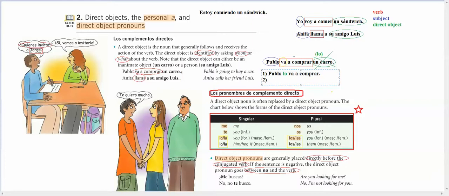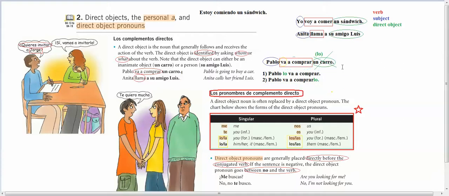Then option number 2 is you can also put the direct object pronoun either directly before the conjugated verb, between the noun and the verb, or it can go attached to the infinitive. And the infinitive in this case is a non-conjugated verb, which is comprar. So I could either say Pablo lo va a comprar or Pablo va a comprarlo. Okay, so either way is okay.